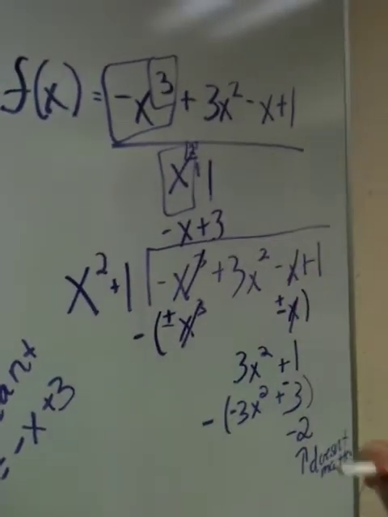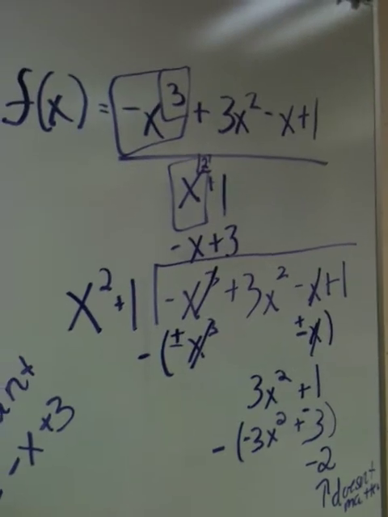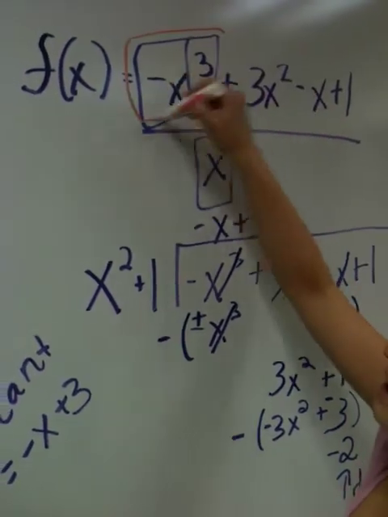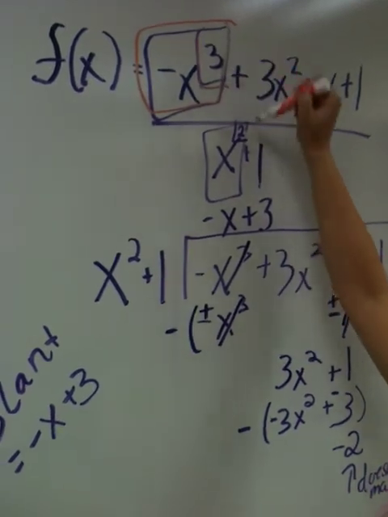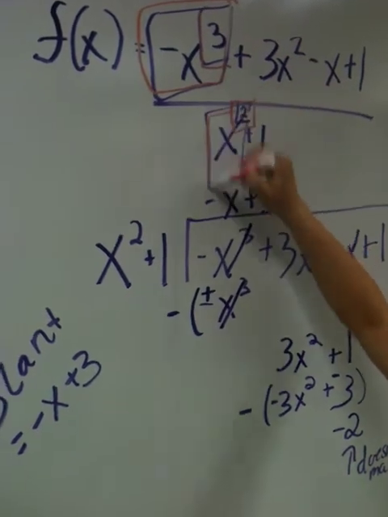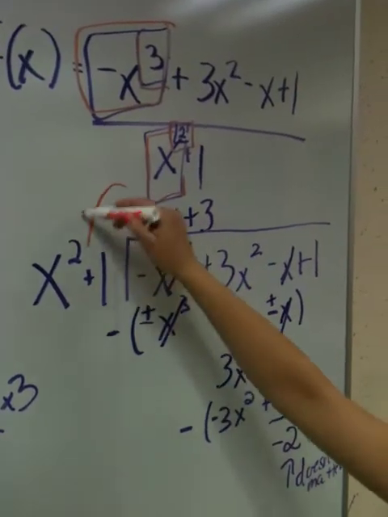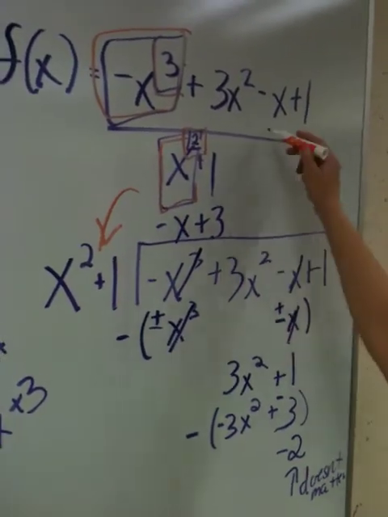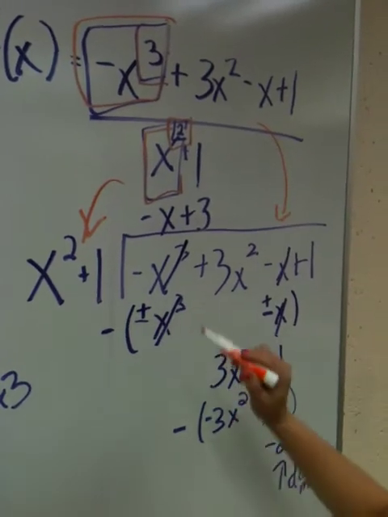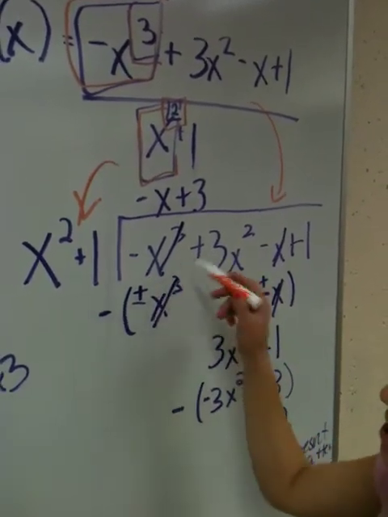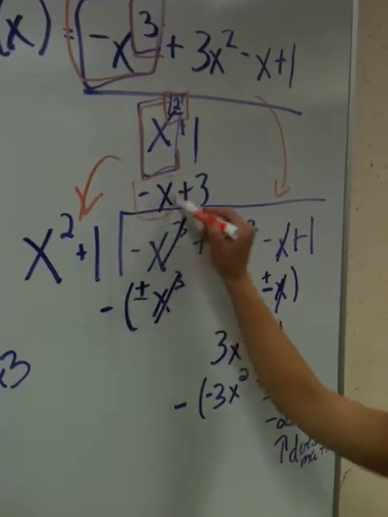And then the last one, f of x equals negative x cubed plus 3x squared minus x plus 1 over x squared plus 1. And we want to look at the exponents again, and see which one is larger on top. So 3 is, so then we know we have a slant asymptote. So we want to move that into the bar, and then that into the bracket. So then what times x squared will give us a negative x cubed, and that's negative x.